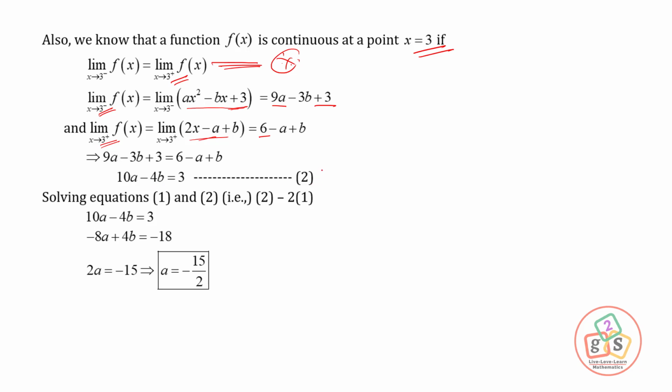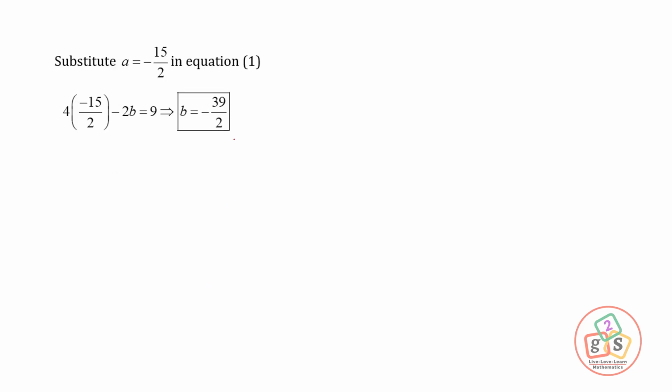So now take equation number 1 and equation number 2. We have two equations and two unknowns, and we know how to solve them. Solving these two, we get a equal to minus 15 by 2 and b equal to minus 39 by 2. So from this what do we conclude? If a is minus 15 by 2 and b is minus 39 by 2, then substituting these two values in the given function, the function is continuous everywhere on the real line, namely minus infinity to plus infinity.